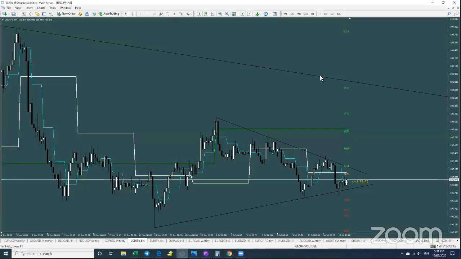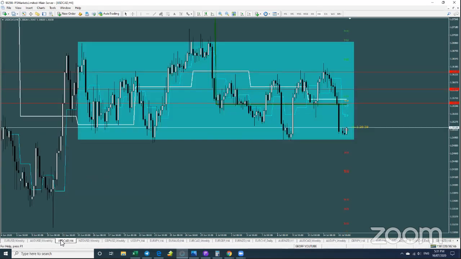Now let's have a look if they are. Now dollar CAD was the one we wanted to look at. And yes, we are at the bottom of a range.